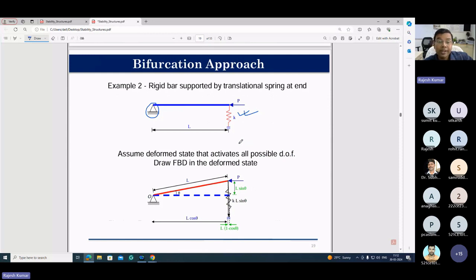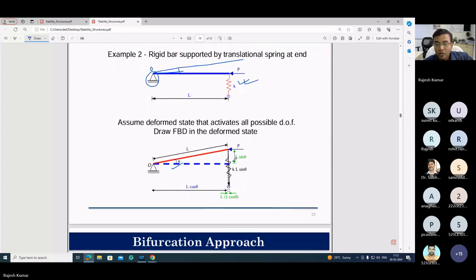You need to take a moment about this O. First you give a small deformation, a very small theta. Now it comes to the deformed configuration. Deformed configuration means all possible degrees of freedom you have to activate. That is the meaning of the deformed state.